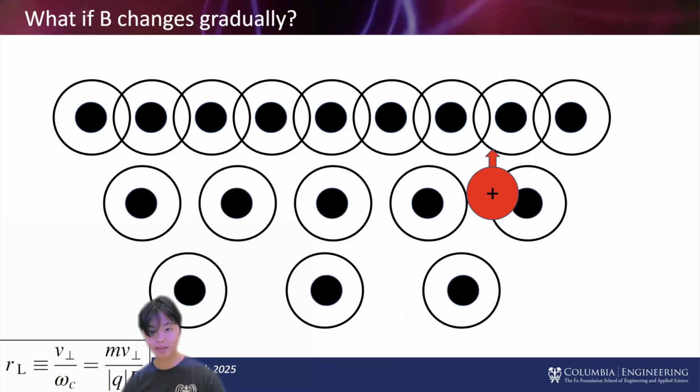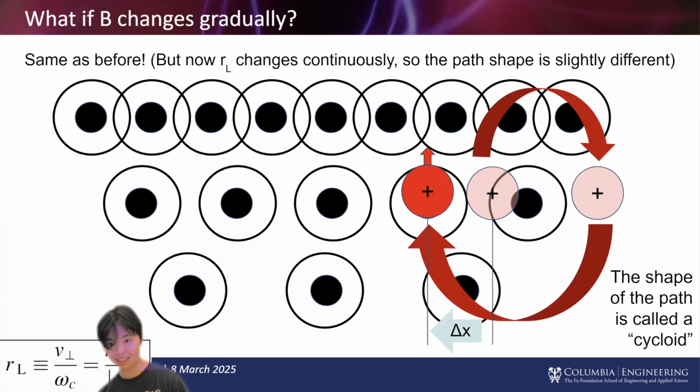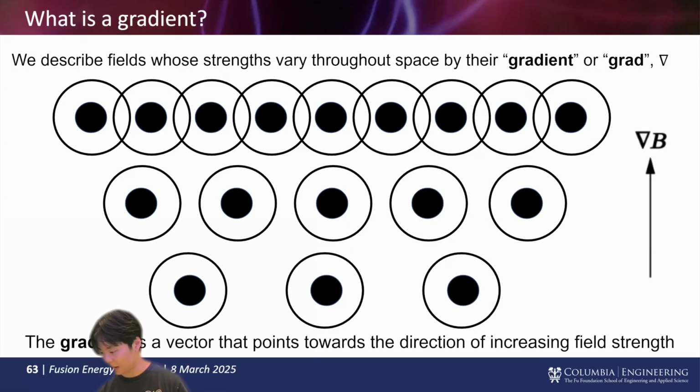So what if my B field is no longer just, in this problem, suddenly strong in magnitude and then suddenly very weak? It's usually a gradient of some kind. So it's basically the same effect, but your Larmor radius is changing continuously. So the path shape is slightly different, and the shape of this path is called a cycloid. So I have a video.